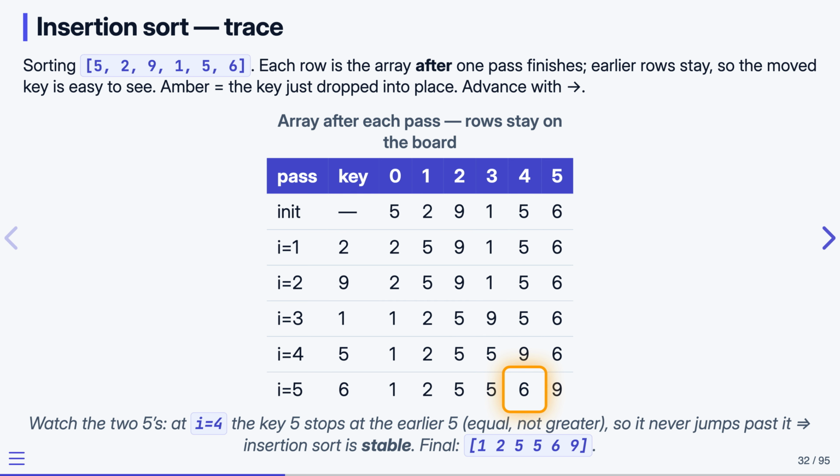Last pass, I equals 5. The key is 6. It shifts past the 9 only and lands at index 4, the amber cell. The array is now fully sorted: 1, 2, 5, 5, 6, 9.